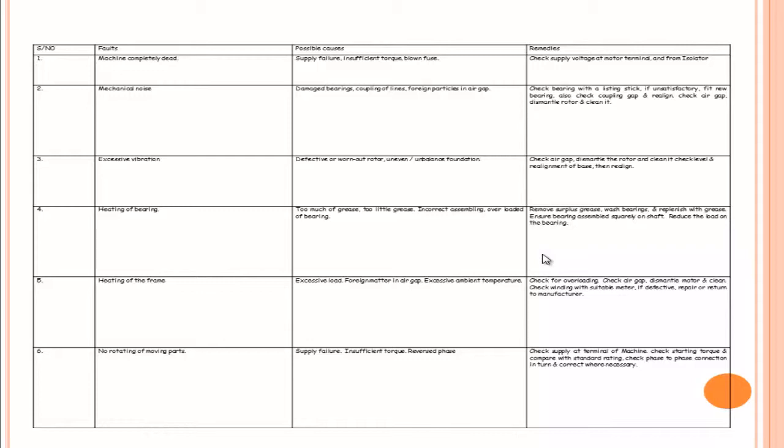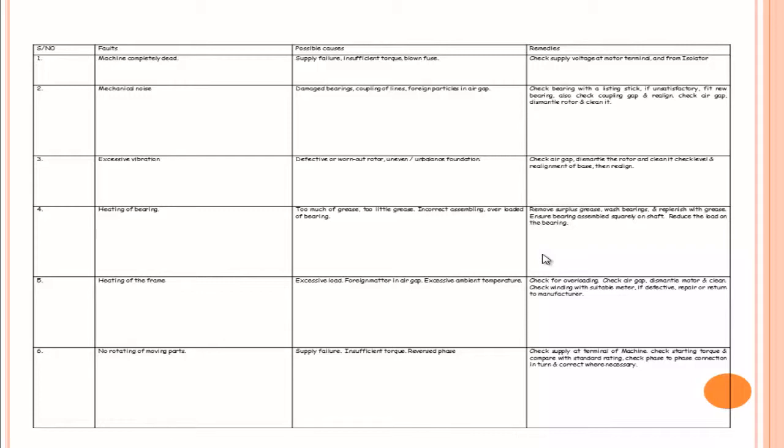Then the fifth type of fault is that of heating of the bearing, and the likely possible causes are excessive load, foreign particles in the air gap, as well as excessive ambient temperature. And then the remedies include checking for overloading, checking the air gap, dismantling the rotor, and cleaning. Now, you can also check the winding with a suitable meter. If it is found to be defective, then you should repair or return to the manufacturer.